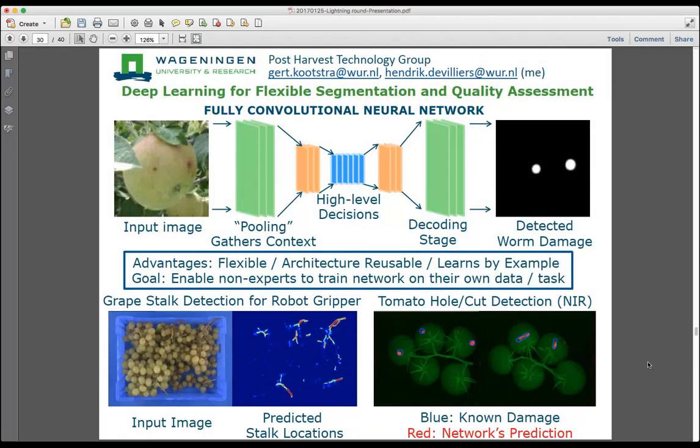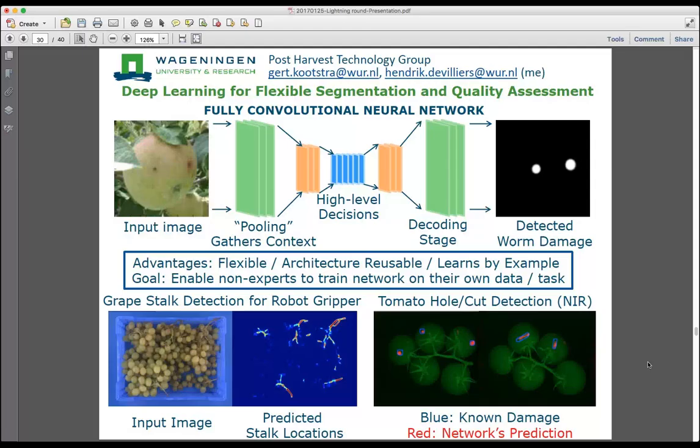Thank you, Amir. Is Gert or Hendrik there? Yes. Hi, I'm Hendrik de Villiers from Food and Bio-Based Research at Wageningen University. It's 9:30 here in the Netherlands. We work on quality assessment using deep neural networks. These can be trained to highlight areas of interest. So in the top example, you can see that worm damage on the apple is being highlighted by the network.